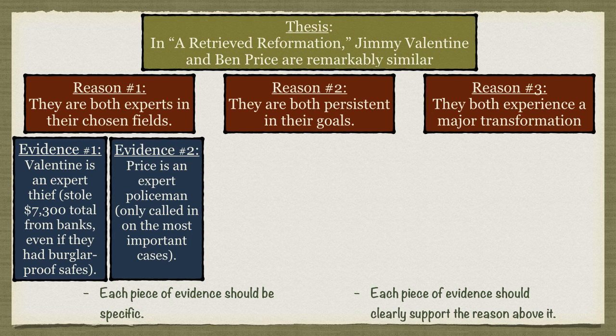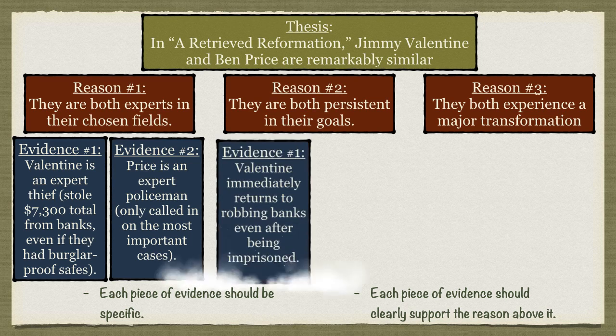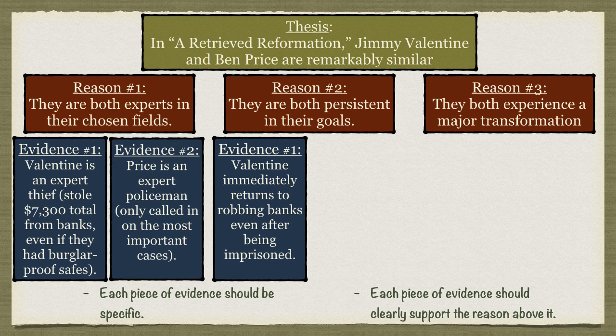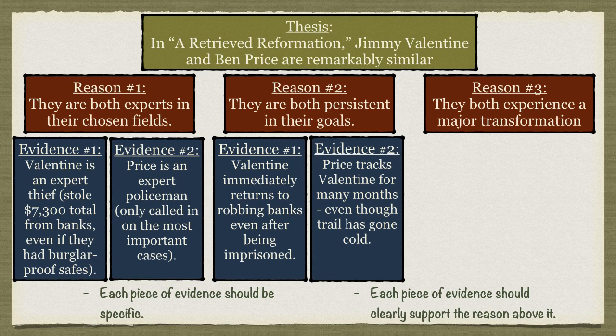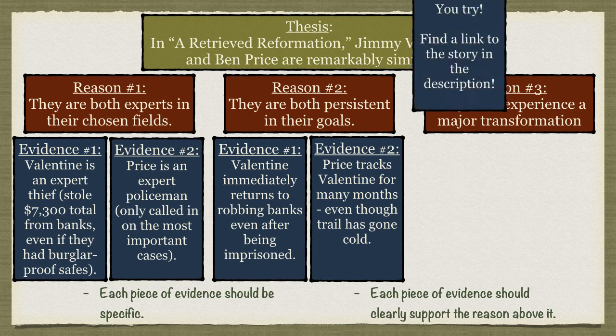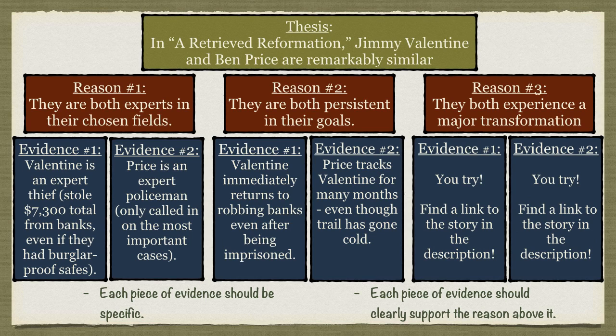Moving on to reason 2, they're both persistent in their goals. Well, Valentine immediately turns to robbing banks even after being imprisoned. And then, of course, I have to do Price, who tracks Valentine for many months even though the trail has gone cold. Now the third one, they both experience major transformation, is where I'm going to ask for your help. So as you can see, I'm going to put evidence 1 and 2, but in there I say you try. Find a link to the story in the description. What I'd like for you to do, using the many models I've already given you in this video, is read through the story and come up with evidence 1 and evidence 2 for reason 3, so that you prove you know how to do it without my help.